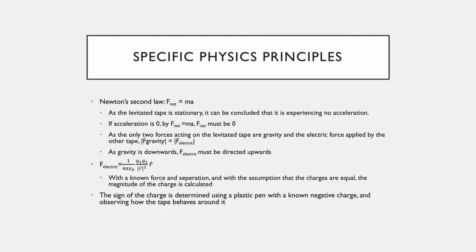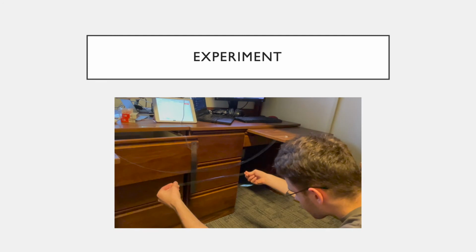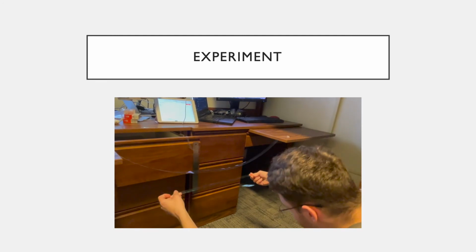The sign of the charge is determined using a plastic pen with a known negative charge, and observing how the tape behaves around it. As the tape is attracted to this pen with a known negative charge, the tape must have a positive charge. This is known by the basic principle that things with like charges repel each other and opposite charges attract.